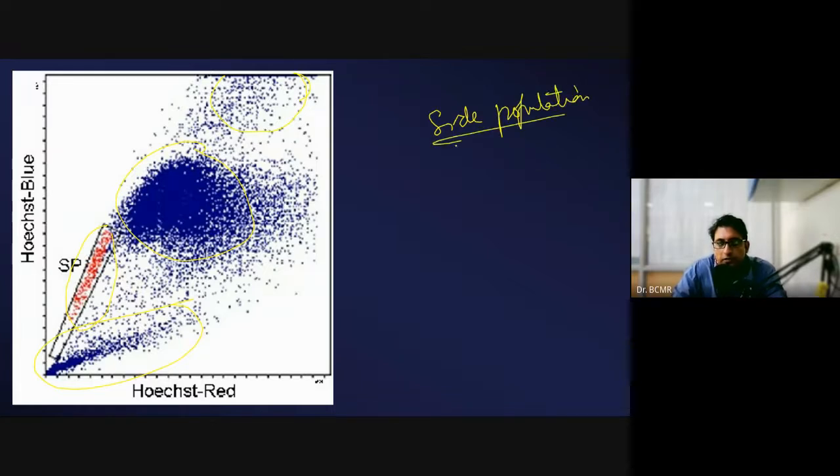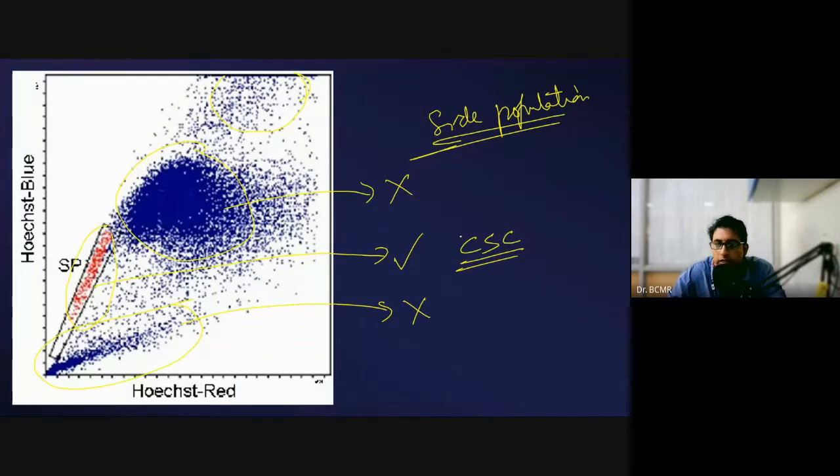So researchers have tried each of them and checked whether they give rise to tumors or not. These cells did not have tumorigenicity capacity. These did not have tumorigenicity capacity, whereas side population ones had the tumorigenicity capacity, which means they are likely the cancer stem cells. I hope you remember that. Why are they stained differently?